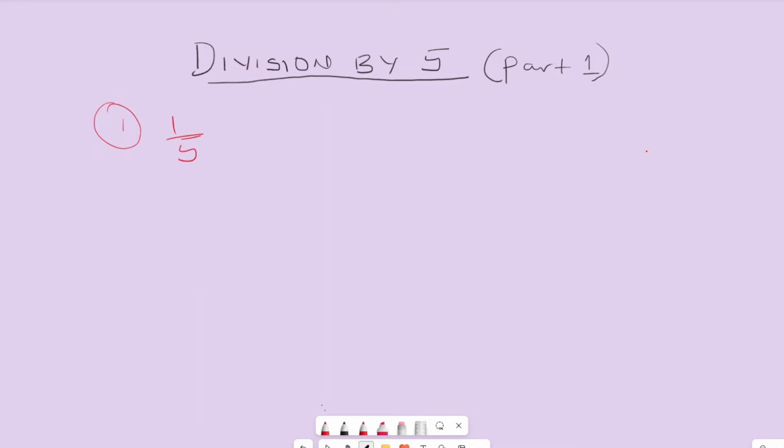Now the idea here is to look at your numerator, right? We are adding the numerator by itself to get the answer. Like this first one, we have 1 here, so 1 plus 1 is equal to 2. So since 1 cannot divide 5, our answer is 0.2. How will it look if we have 6 divided by 5?